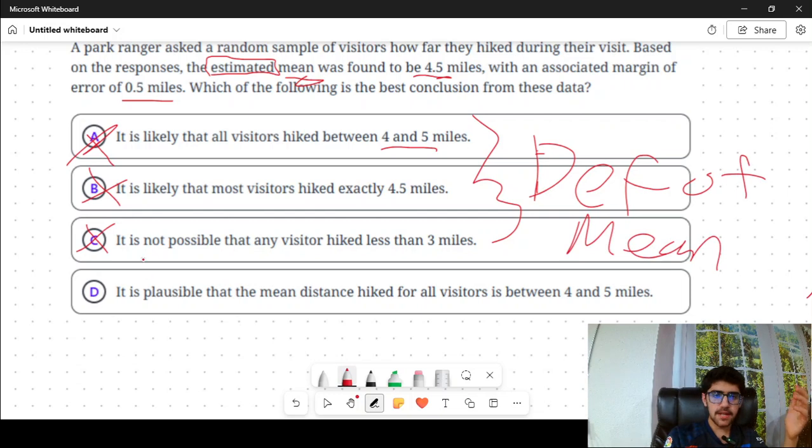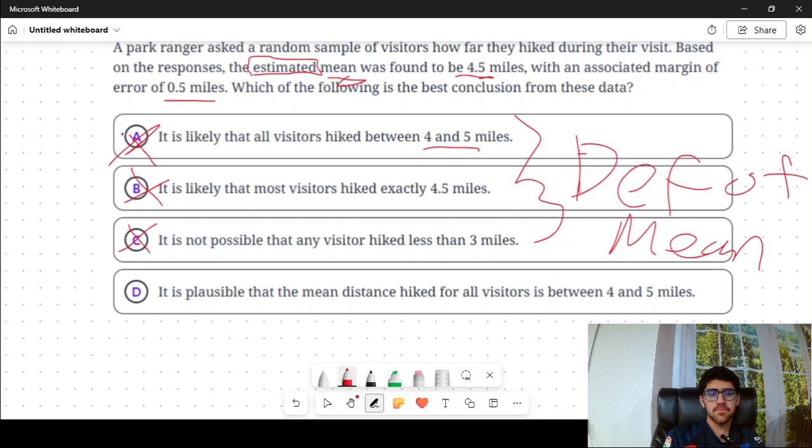And then D says, and again, like I said last time, A and B almost say the exact same thing. So you can infer that both of them are going to be wrong. This one said that most visitors hiked between 4 and 5 miles. This says that most visitors hiked exactly. This is more extreme. And almost every time on the SAT, in both the ELA and the math portion, if it says exactly or every time or must or something like that, it's almost always going to be wrong on the SAT.